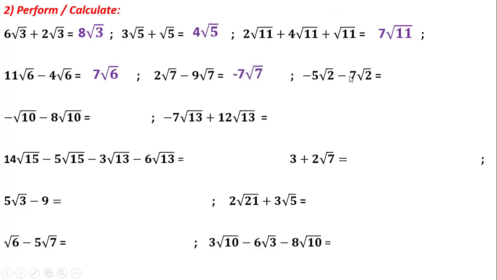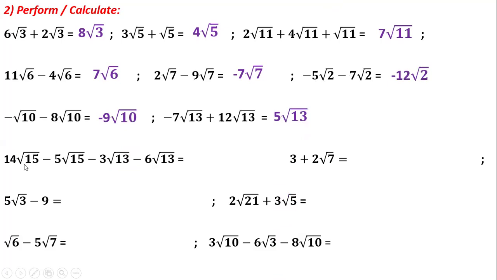Negative 5 radical 2 minus 7 radical 2. Two negative numbers added together, negative 5 and negative 7, give negative 12, and we keep radical 2 as it is. Negative radical 10 minus 8 radical 10, as if it's minus 1, minus 8, is minus 9 radical 10. Now minus 7 radical 13 plus 12 radical 13: minus 7 plus 12 is 5, and we keep radical 13 as it is.